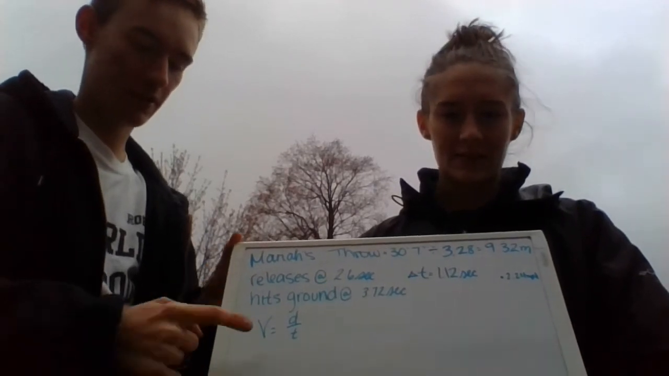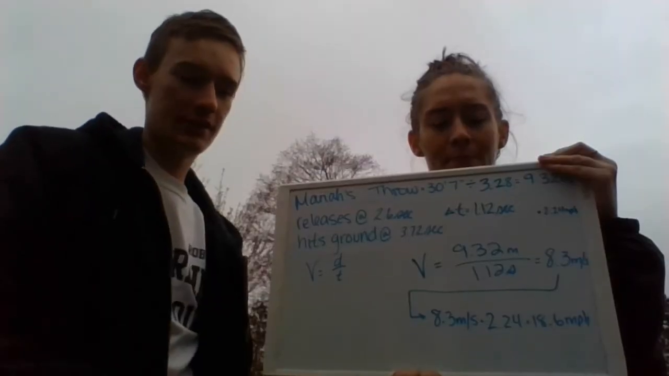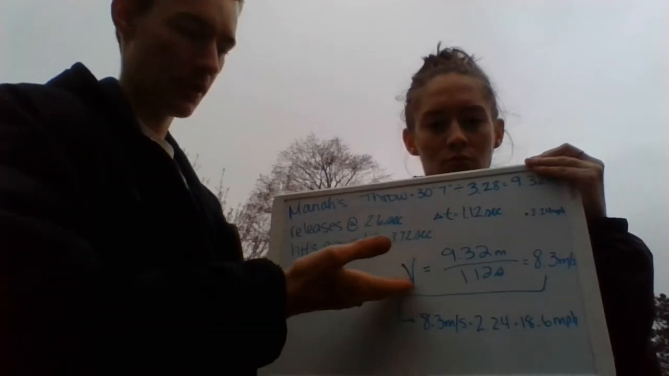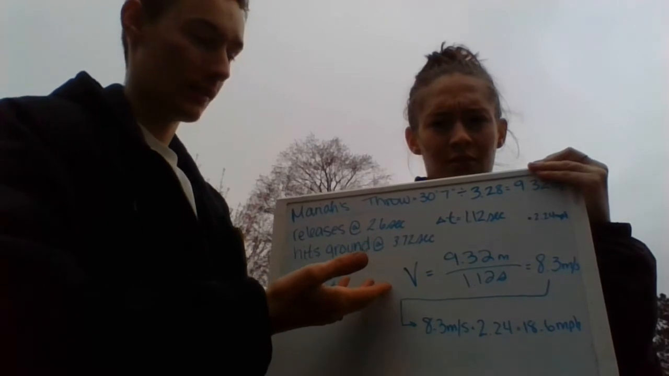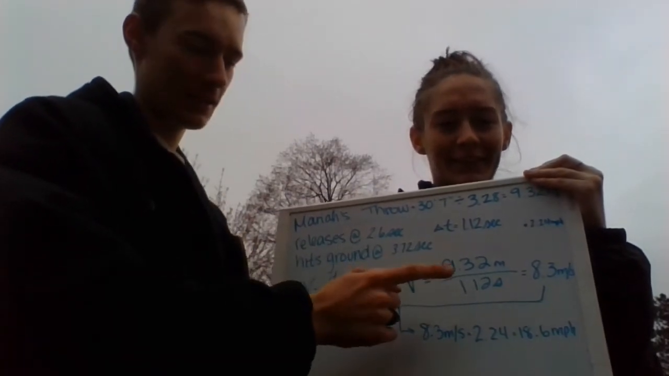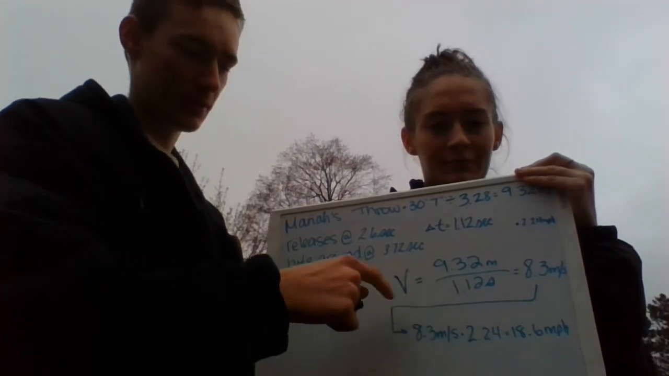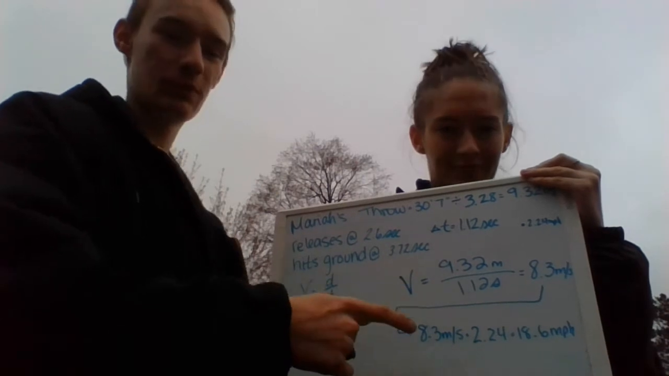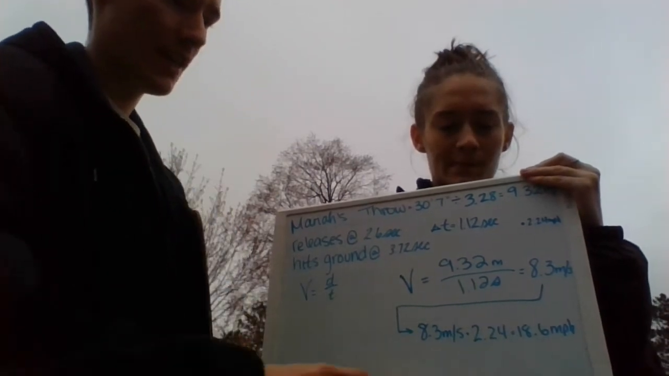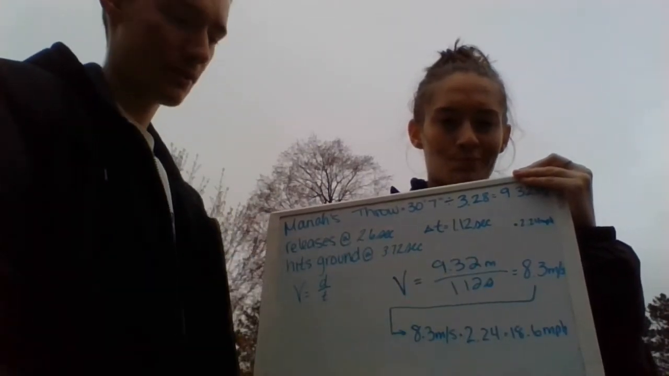Now you can see that we use this equation, but we put our numbers in it. So we have velocity equals the distance, which was 9.32 meters, over the difference in time, which was the time it took to travel from when she released the ball to when it hit the ground, which is 1.12 seconds. And then that equaled 8.3 meters per second.